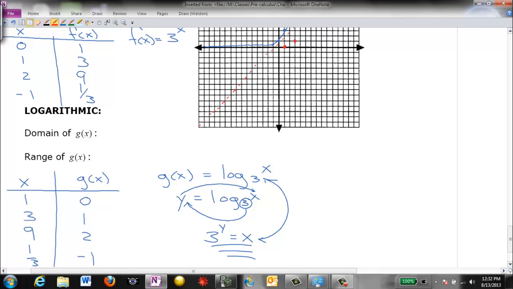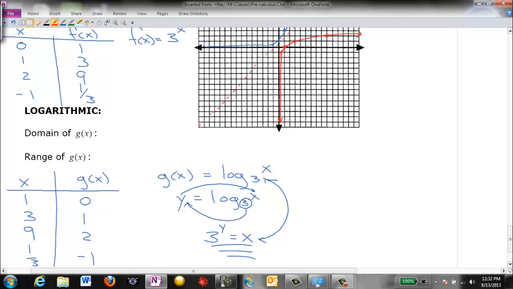Then at x equals 9, we're at 2. So there's 2. And then at x equals 1/3, we're at negative 1. So about right here. And as it turns out, it looks like there is a vertical asymptote at x equals 0. And this one kind of curves up.